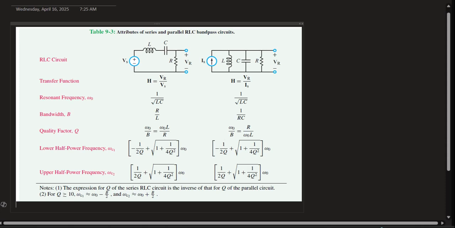Okay, so I made one video about quality factors and bandpass filters, and it's pretty long, and I went off on a lot of tangents and proved some stuff. So here's one that's just the basic facts.